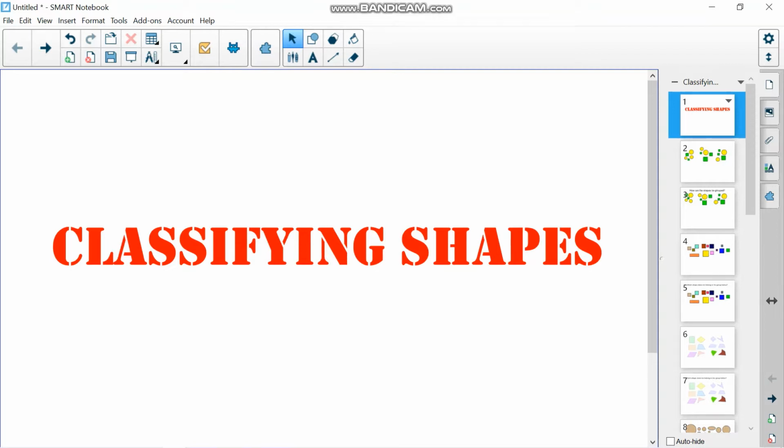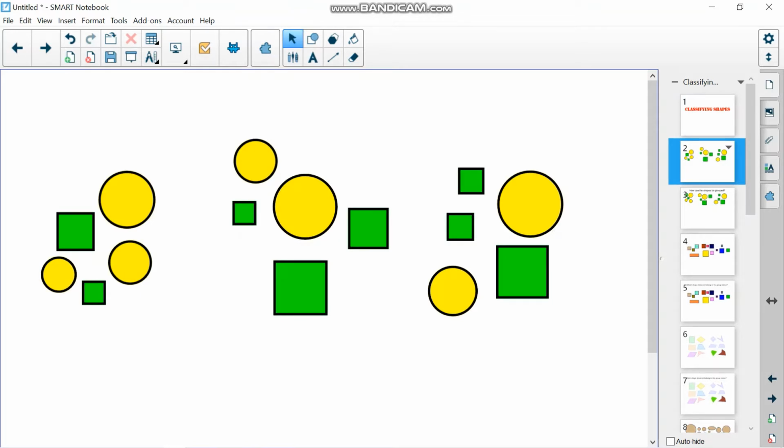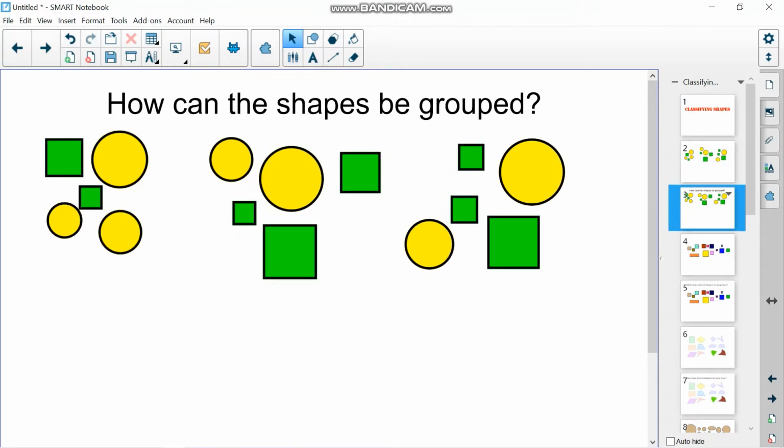To begin with, I want you to look at the shapes. How can the shapes be grouped? Can you think of a way of grouping these shapes? Well, obviously, we can group the shapes according to the type of the shape. There are only two types of shape from the given sets of objects. Number one, we have the square, and the second one, we have the circle. So we can group these shapes according to their type. So can we group them?